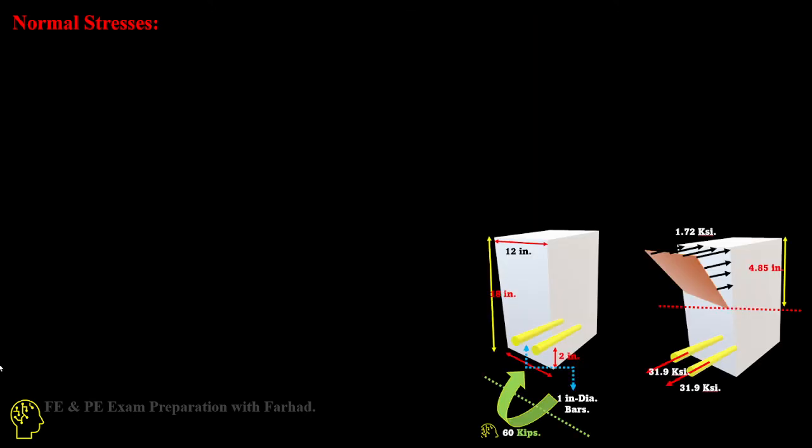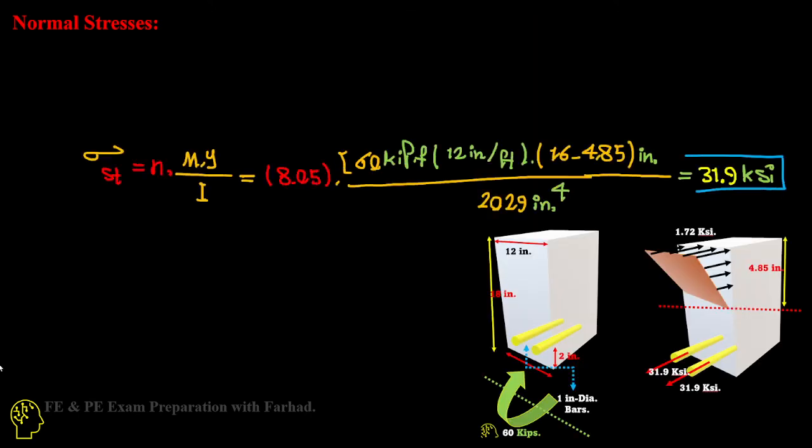And if you do the math for the steel rods, that's the sigma steel at the bottom of the section for each of them. That's n, again the ratio of the two moduli of elasticity, times My, where y is again the distance, which is 16 minus 4.85, over the same moment of inertia for the entire cross section, which gives us 31.9 kilopound per square inch for each of those steel rods.